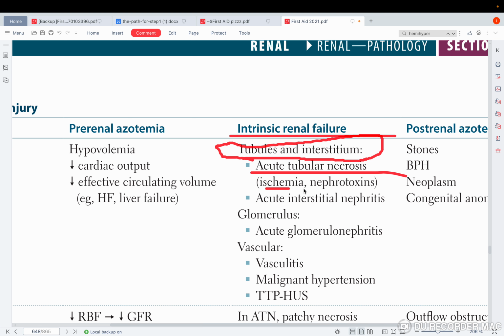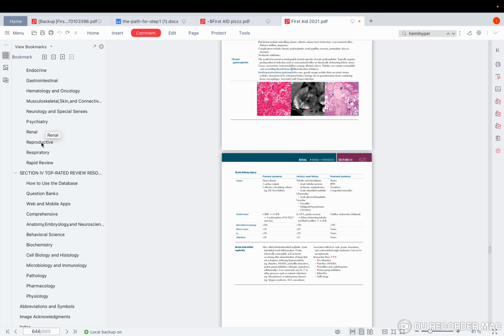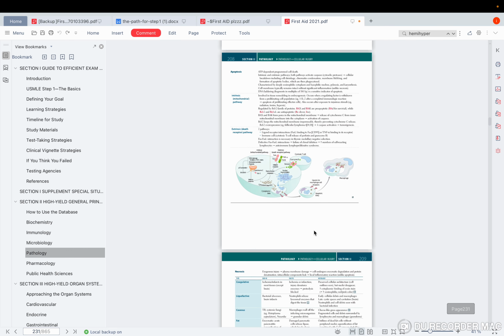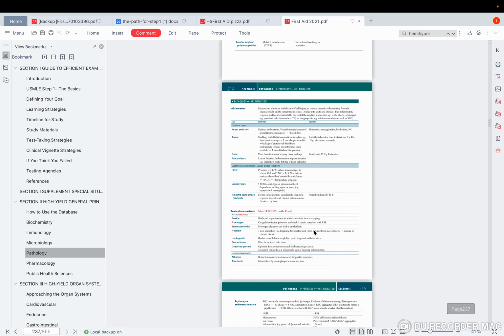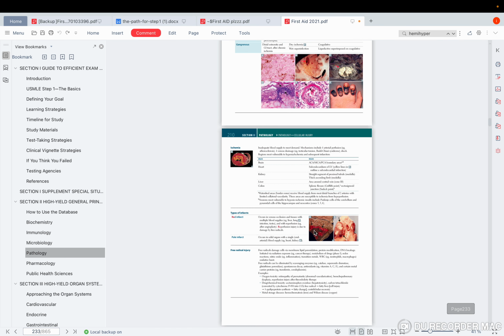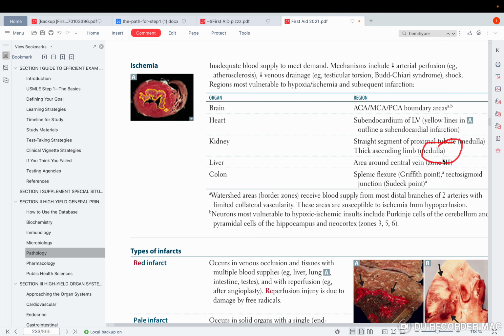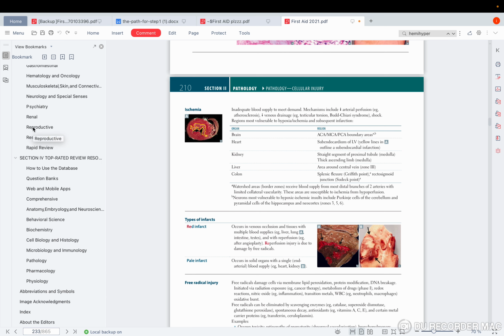Medullary, always medullary. Be careful about this one. I know that it's between the lines, but you need to learn how to read between the lines. They hide it inside of here. See? So in the kidney, the straight segment of the proximal tubule is located in the medulla, and the thick ascending limb is located in the medulla. Okay, good. Let's keep going.